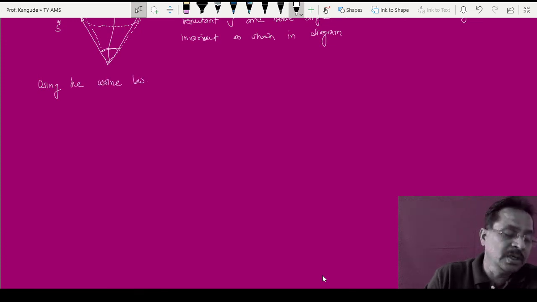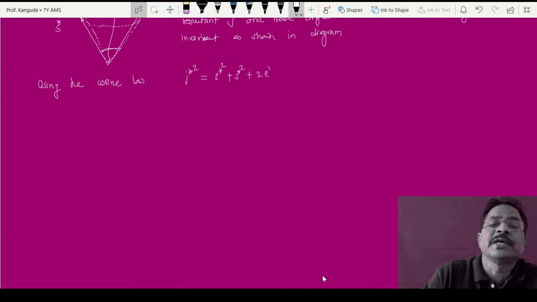I think most of you might not know this. J star square is equal to L star square plus S star square plus twice L star S star into cosine of the angle between L star and S star.